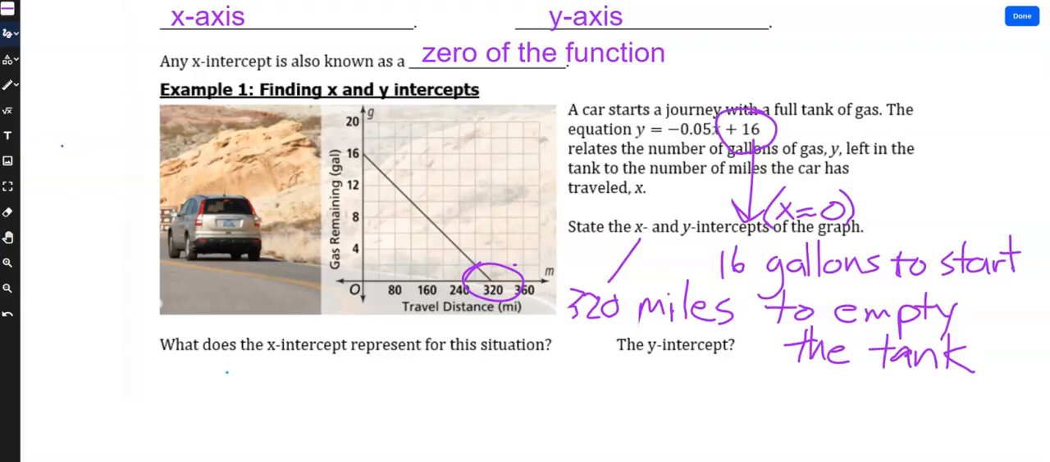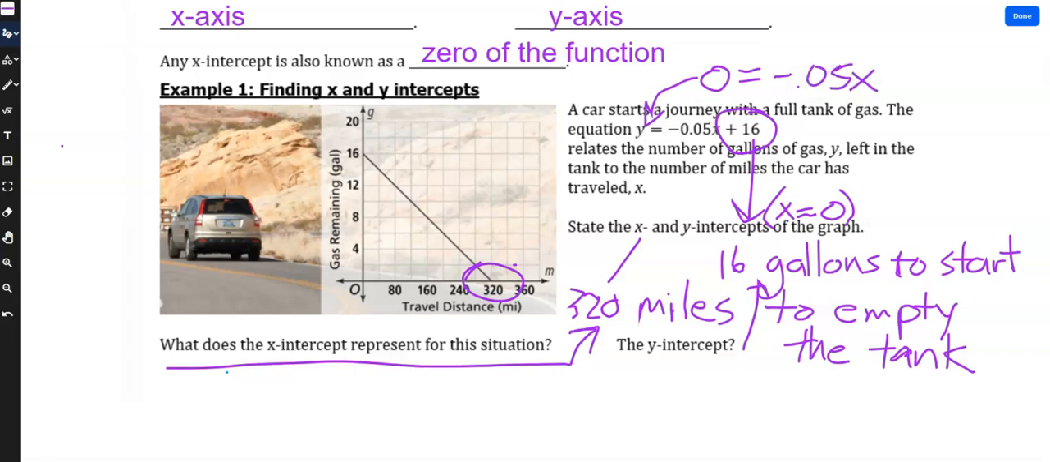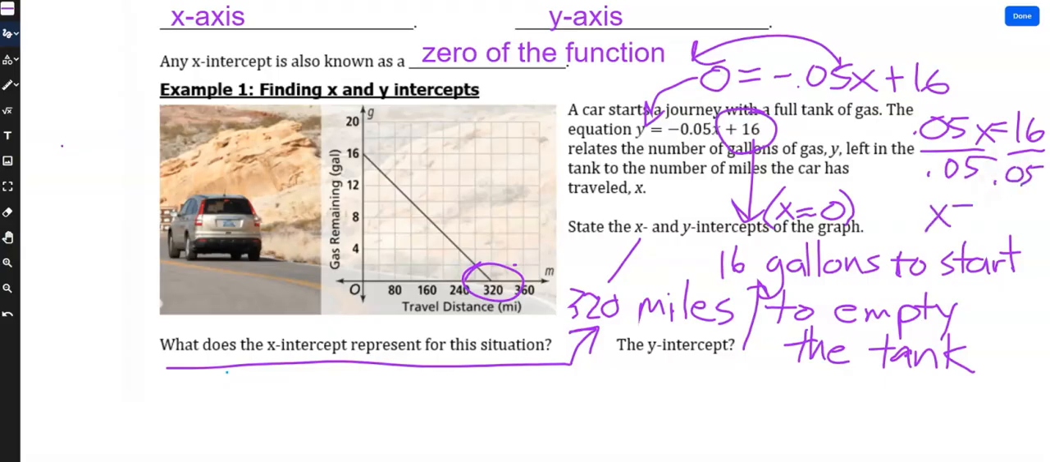Now, how would I find that algebraically? I've already answered what the x-intercept represents for this situation because I just put it right there. How about the y-intercept? Already put it up there. So we kind of answered all the questions. But how would I find that x-intercept? Well, we would plug in a 0 for y, and then we would solve this equation. So the negative 0.05x would go over to the other side. 0.05x equals 16. And then you would divide both sides by 0.05. And that's where you come up with x equals 320. Pause anything if you need to before we move on to our next slide.